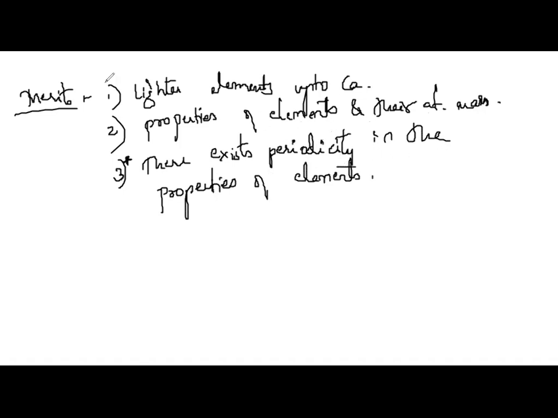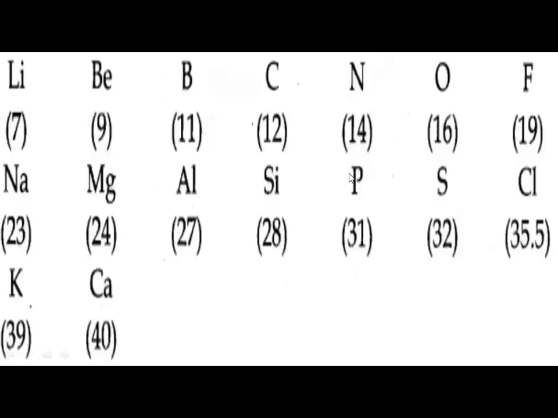So these were the merits. It worked for lighter elements up to calcium. There was a relation found between properties of the elements and atomic masses. And very important, it showed that there exists periodicity. What does periodicity mean? There exists repetition in the properties of the elements.